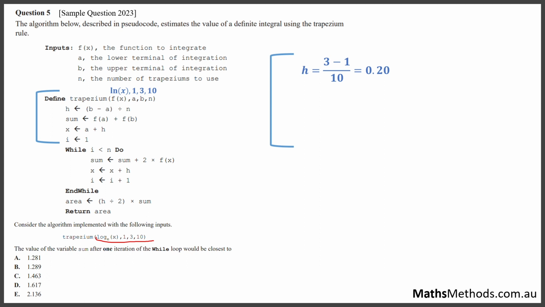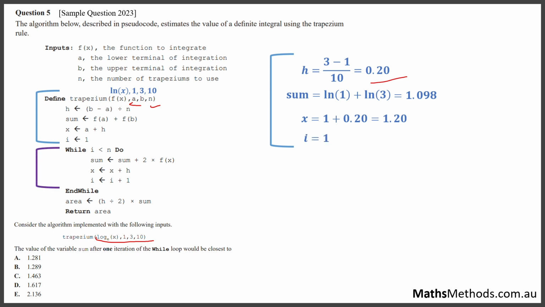So we've got h equals b minus a, so that's going to be 3 minus 1 over n, which in this case is going to be 10, so it gives us 0.2. Then we want to sum fa and fb, so we do that and we end up with this value. Then x, we're going to assign a plus h, and so that's going to equal 1 plus 0.2 because we figured out h before. And then we want to assign 1 to I.